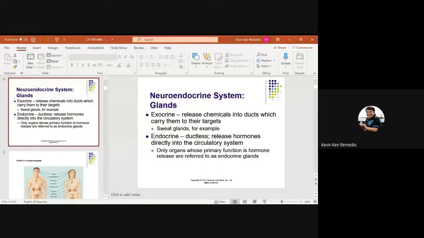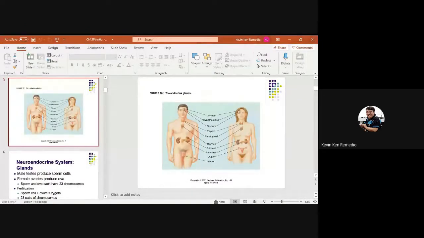Okay? The endocrine glands can be found in organs whose primary function is hormone release. And they are referred to as endocrine glands. So these are the endocrine glands: pineal gland, hypothalamus, pituitary gland, thyroid gland, parathyroid gland, the thymus, the adrenal gland, the pancreas, the ovary, and the testis. So these glands are class endocrine in nature.